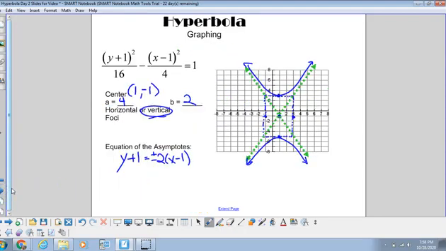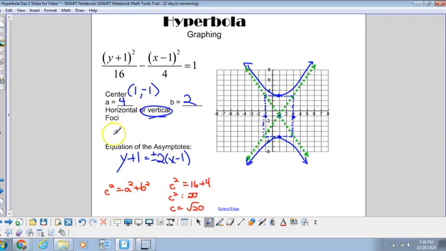For this vertical hyperbola, we found the center last time, how much we moved left, right, up, and down, drew the rectangle, drew in the diagonals to get the asymptotes so that we could draw the two parabolas that form our hyperbola. And for the foci, we need the c value. So once again, c squared equals a squared plus b squared. So c squared equals 16 plus 4. So c squared equals 20. So c is the square root of 20.